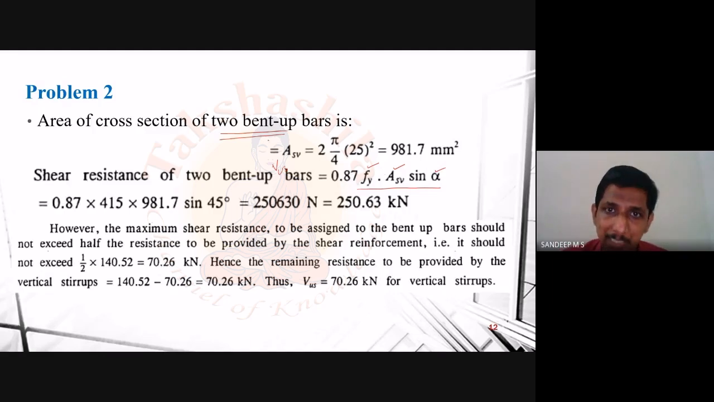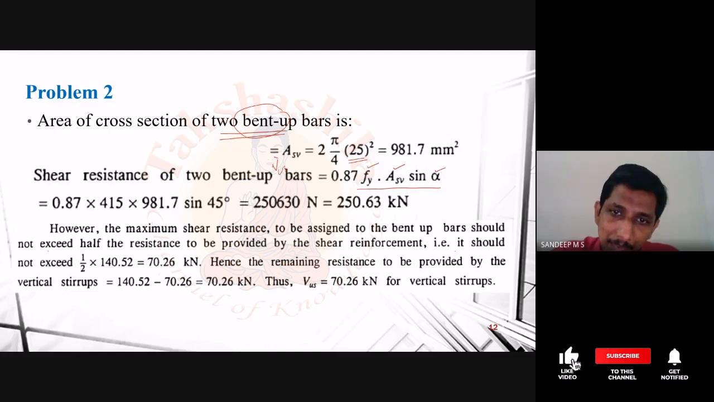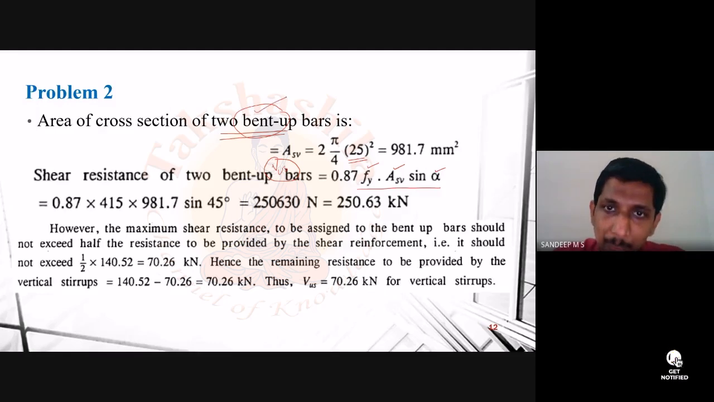In this particular part we are actually using these 2 bent up bars for resisting the shear. Therefore the cross sectional area of this bent up bar must be substituted as ASV. That is why we calculate ASV is equal to 2 into pi by 4 into 25 square. We know that this 25 mm bar was bent up in the form of bent up bars. Find this value, substitute it here. You know the value of Fy, you know the value of alpha. Let's take it as 45 degree. So please calculate this part, and that will give the value of shear force that can be resisted with the help of these 2 bent up bars.